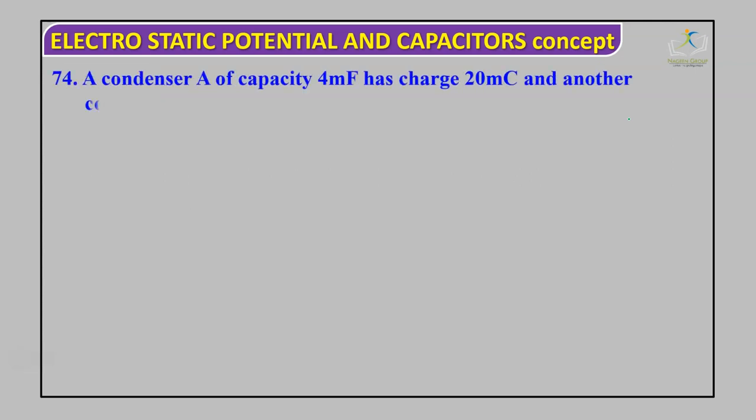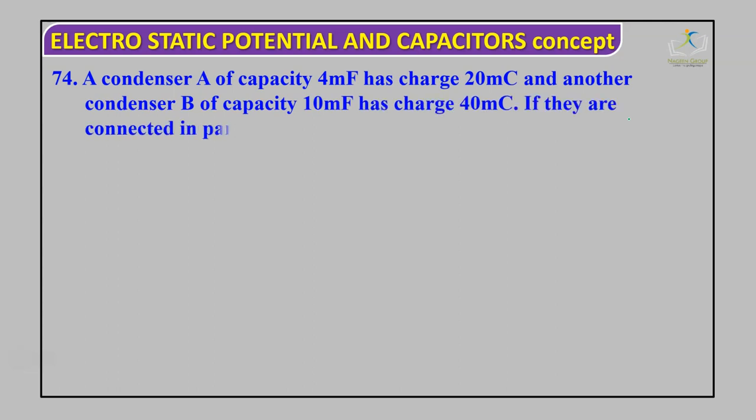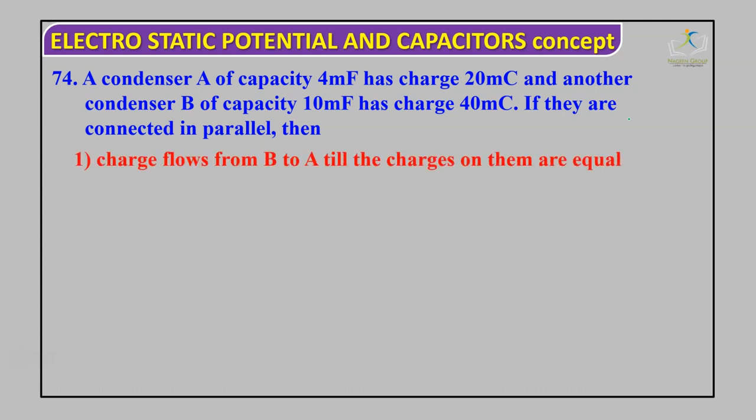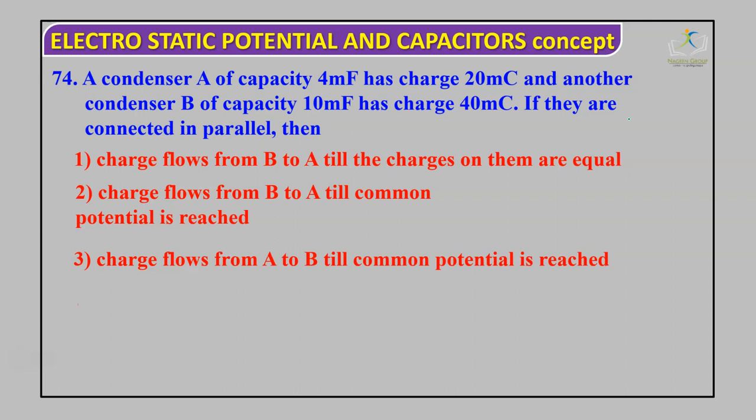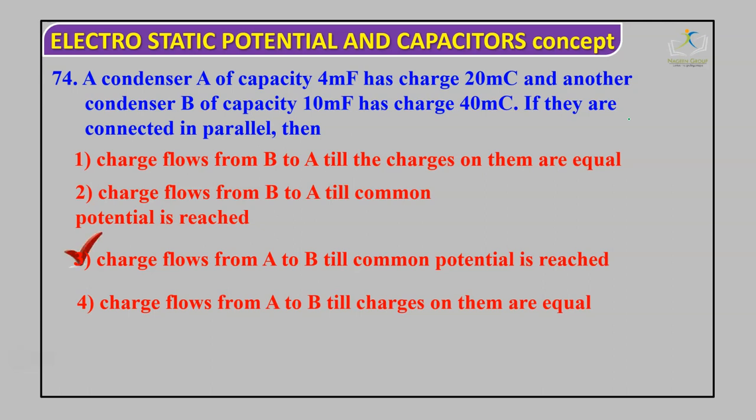The next question we have: a condenser A of capacity 4 millifarad has a charge 20 microcoulomb and another condenser B of capacity 10 millifarad has a charge 40 millicoulomb. If they are connected in parallel, then charge flows from B to A till the charges on them are equal; charge flows from B to A till common potential is reached; charge flows from A to B till common potential is reached; charge flows from A to B till charges on them are equal. The correct option for this question is option 3.